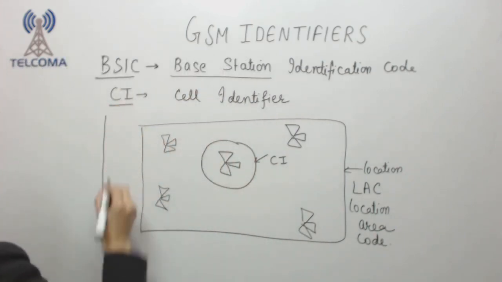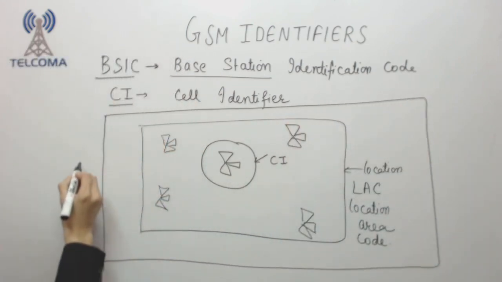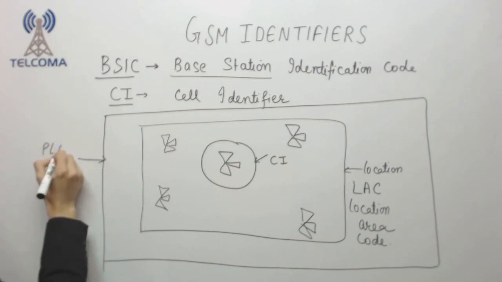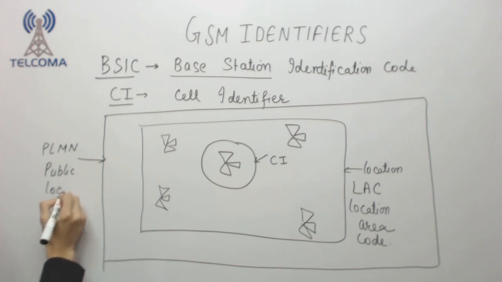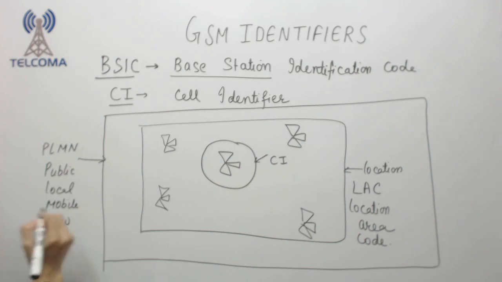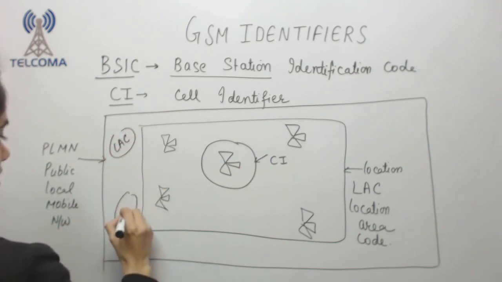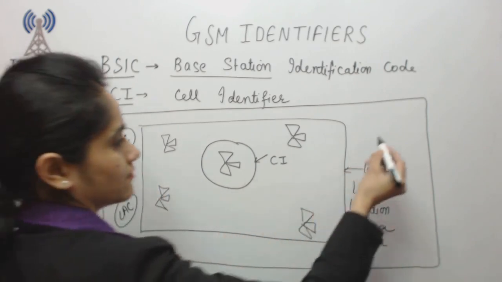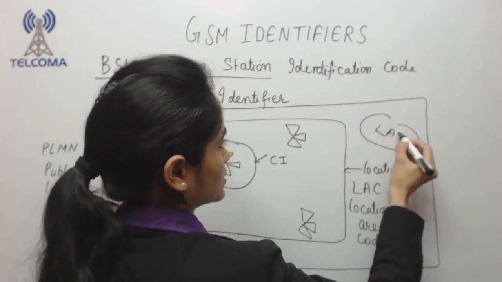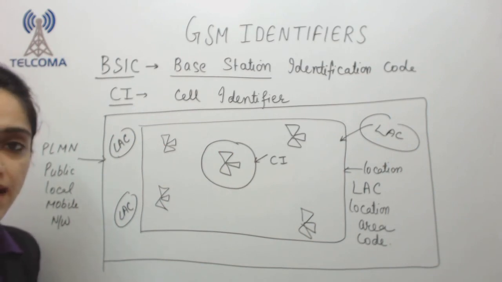Now we have a bigger one. That means we have multiple locations in a big area. So we have here PLMN, which is public land mobile network. Now this PLMN consists of various location areas, that means location area codes. The identifier is the location area identifier. Within this location area we have various cells, and we call the identifier the cell identifier.